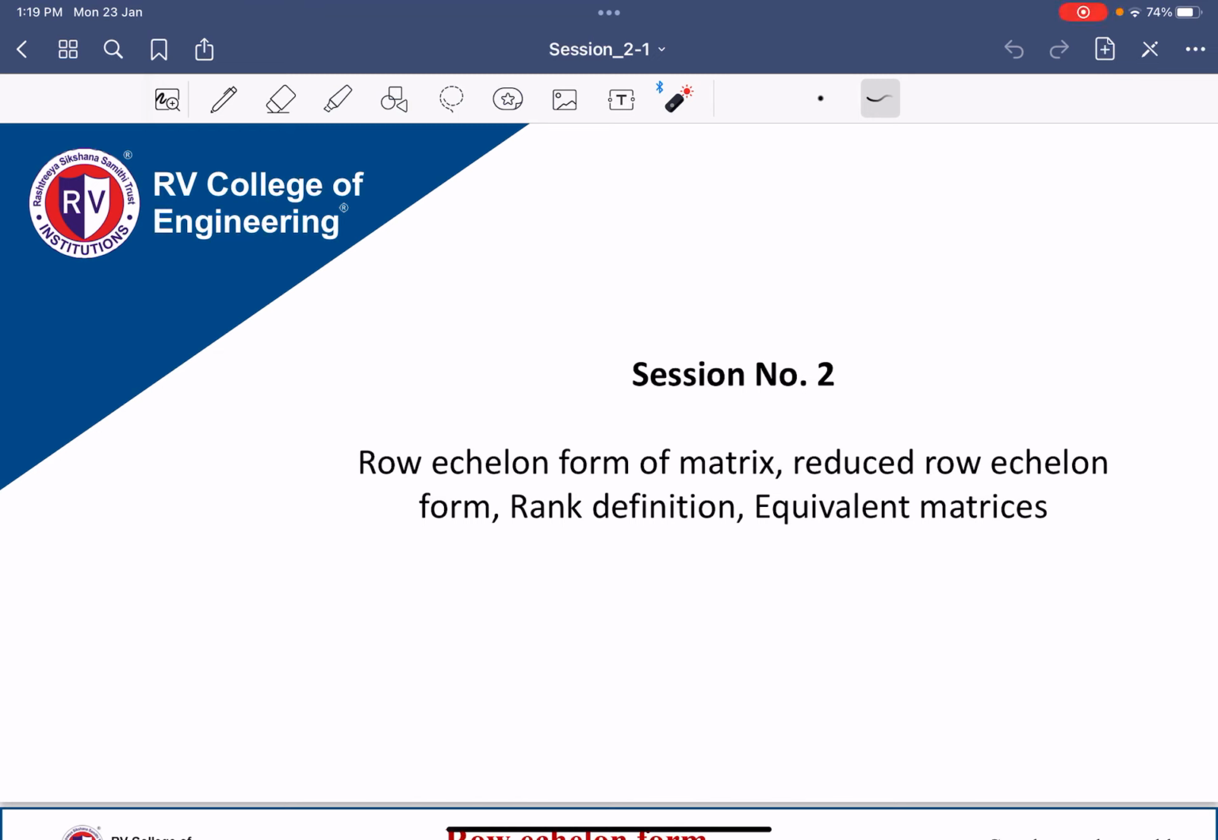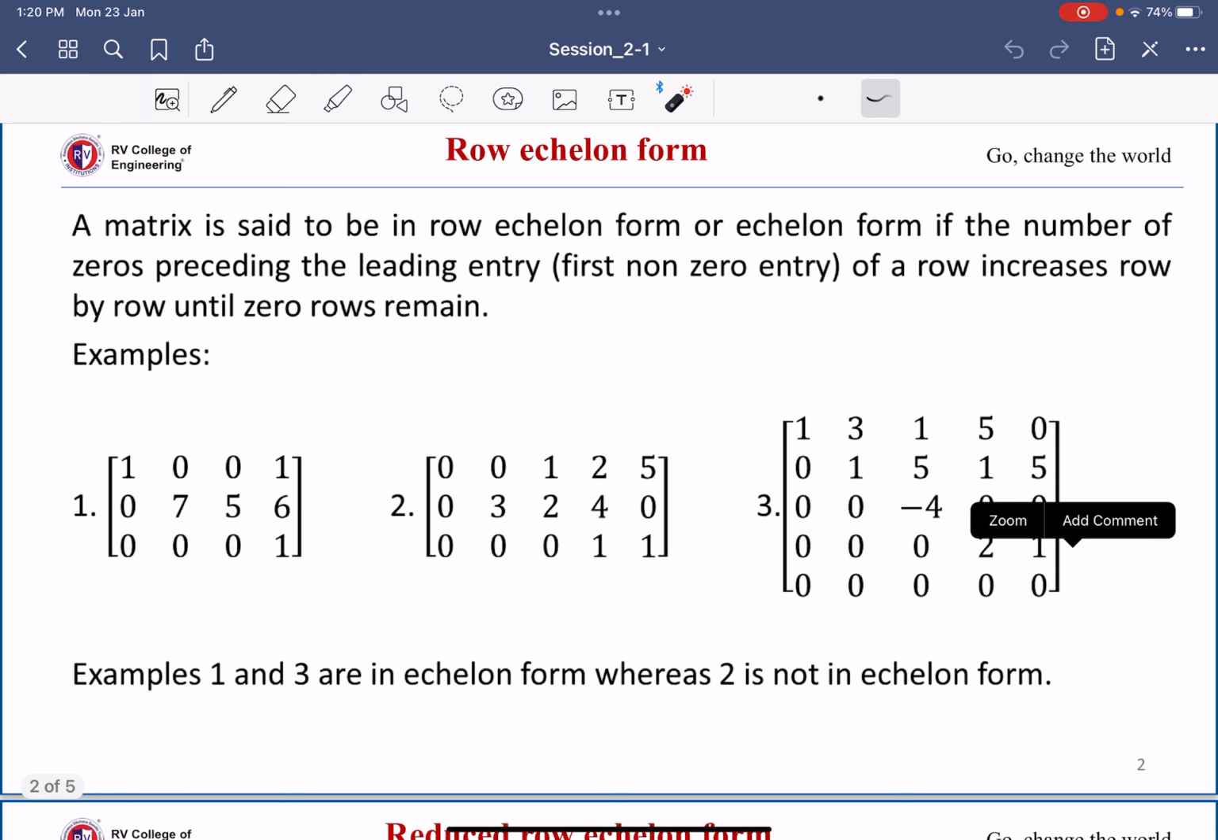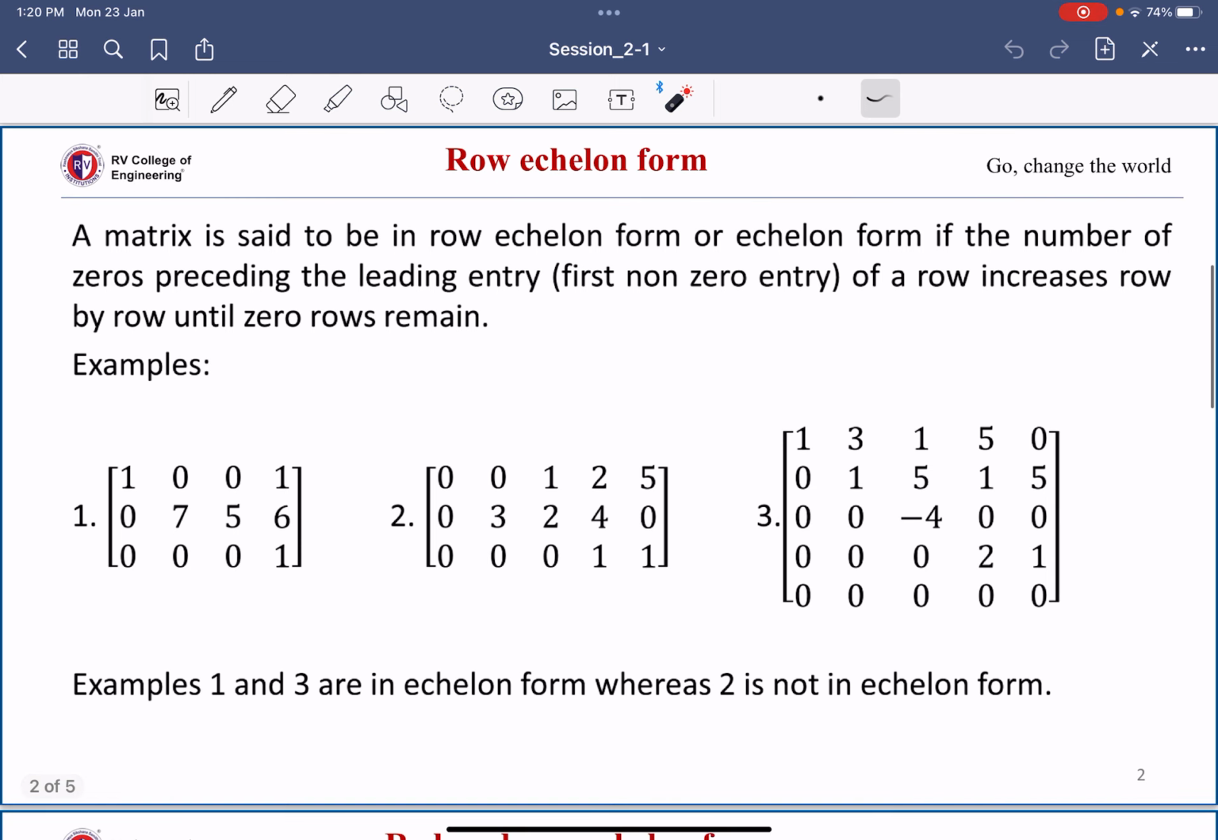In this session, we shall discuss row echelon form of a matrix, reduced row echelon form of the matrix, rank definition with respect to the echelon form, and equivalent matrices. What is row echelon form of a matrix?